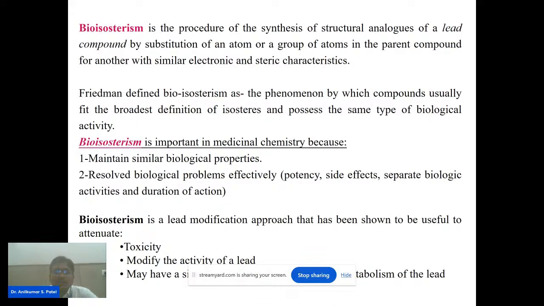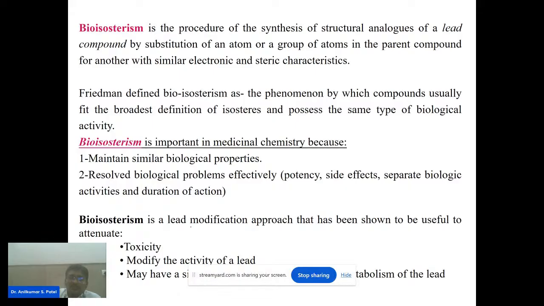Bioisosterism is important in medicinal chemistry because it maintains similar biological properties. It means if we are targeting anticancer activity, then the anticancer activity is maintained. Potency may be altered, but it maintains a similar type of biological activity. Similarly, it can resolve biological problems, meaning potency, side effects, mode of action, duration of action, and biological responses. Several works of this type have been published by me, my group, as well as other groups.